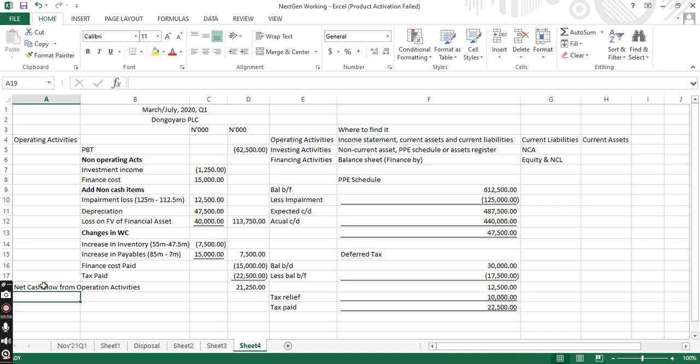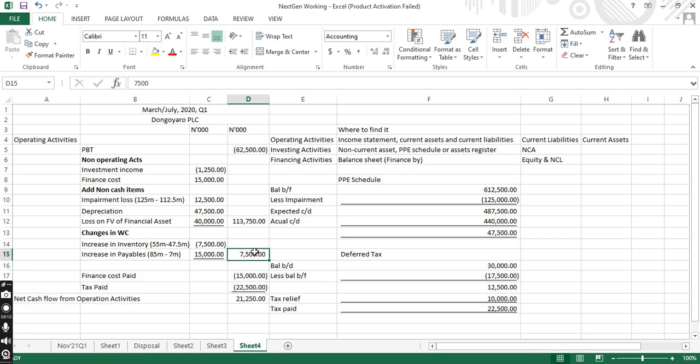So they call this figure, I can decide to add it together before my finance cost. I can decide to add this together. They call it cash flow from operation. If I add these three together, 58,750. We can call it cash flow from operation. So this is my cash flow from operation, and here I have my cash flow from operating activities.